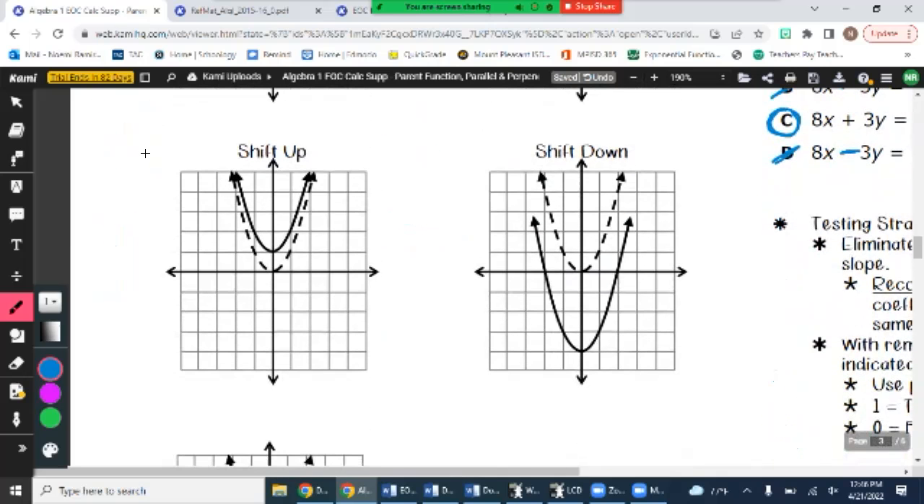Shift. Shift has two different variables, if it goes up or if it goes down. In standard form, the shift is represented by C, but C has a very specific name. What's the name of C? It is your y-intercept. Okay. Now in vertex form, you don't see the C, you see K. But just remember, K is not the y-intercept. K just moves the parabola up and down, okay?